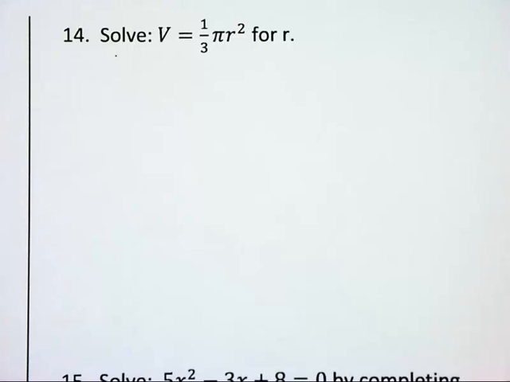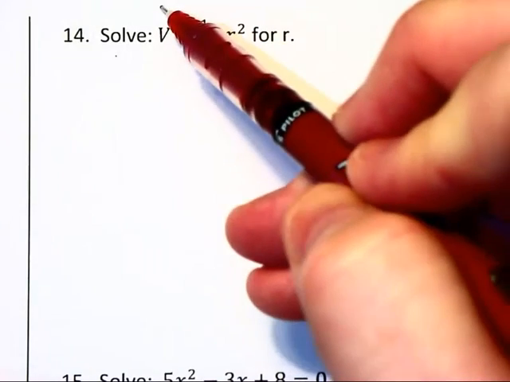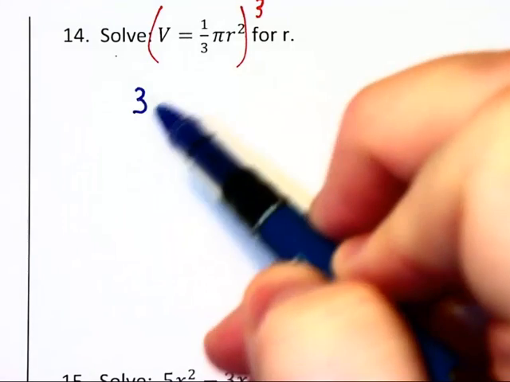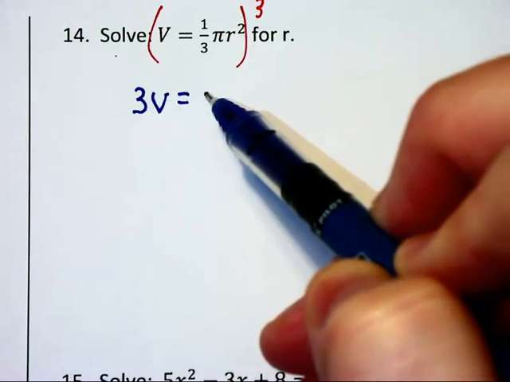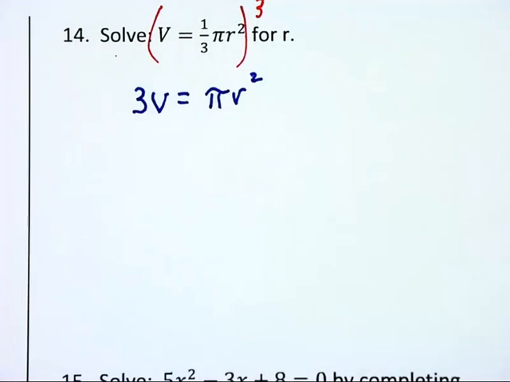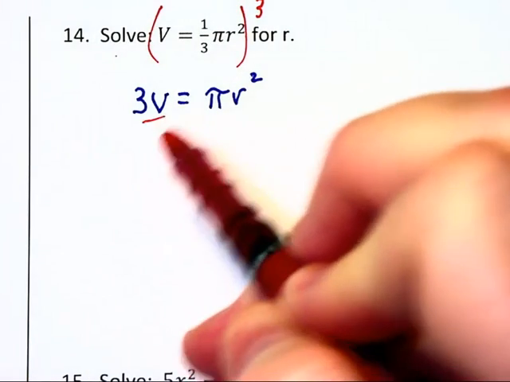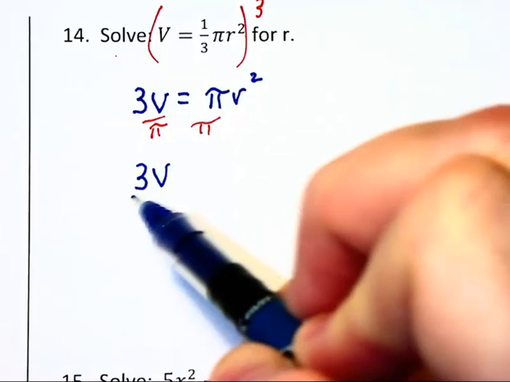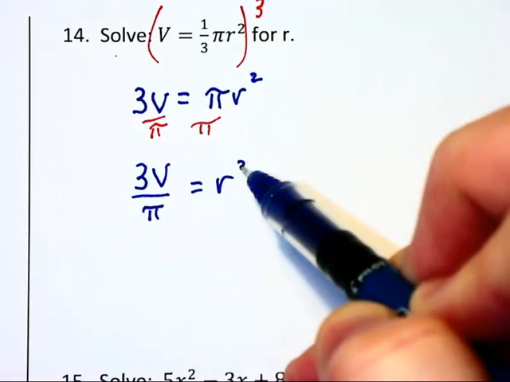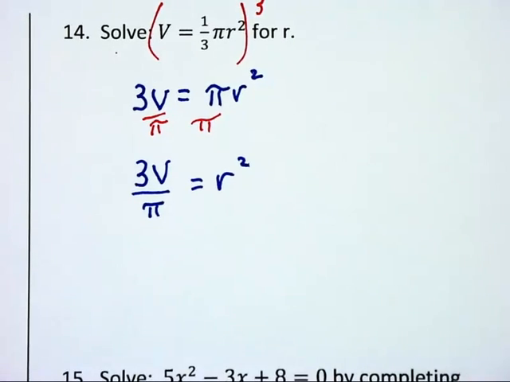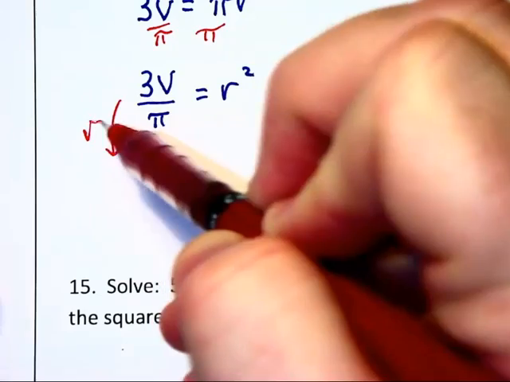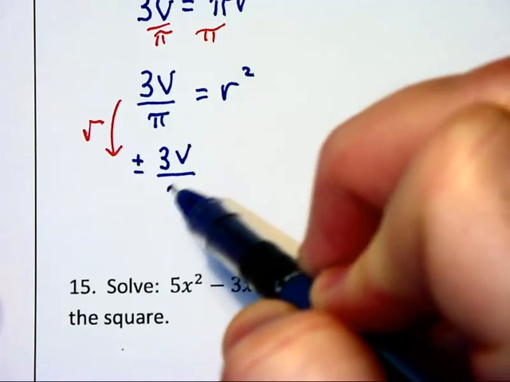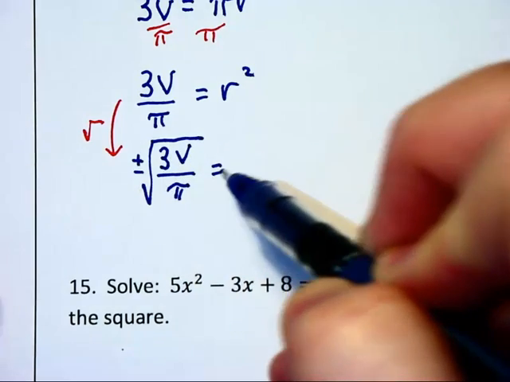Here we have another literal equation, and I'm going to clear the fractions right off the bat by multiplying through by 3 on each side. On the left, I'm going to have 3v, and on the right, after the 3's cancel, we have pi r squared. Now we can solve for at least r squared by dividing by pi on each side of the equation, and this will leave us 3 capital V over pi is equal to r squared. Then, square rooting each side of the equation, we would have plus or minus the square root of 3v over pi is equal to r.